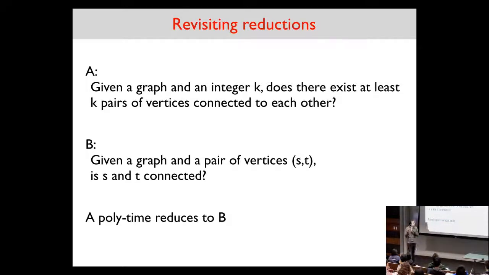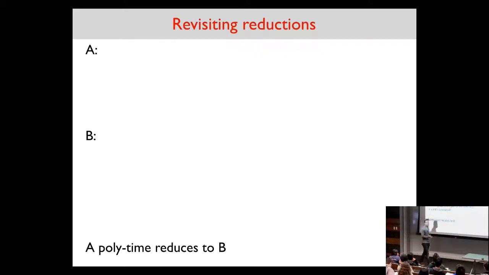Exactly. What I'm saying here is that if you could solve B efficiently, then you can solve A efficiently. Because if you can solve B efficiently for a given pair of vertices, you can check if it's connected or not efficiently. Then to solve A, I will just go through all pairs of vertices in the graph, run this algorithm for B, and check, are they connected? And then just count the pairs of connected vertices, and if that crosses the threshold k, we're good. So an easy example, but this is a reduction.